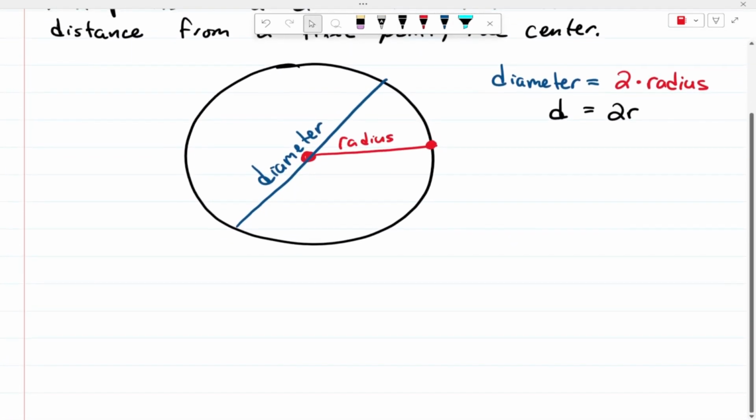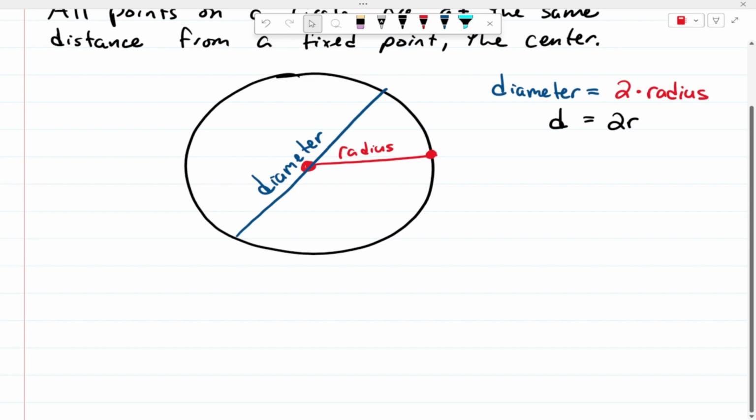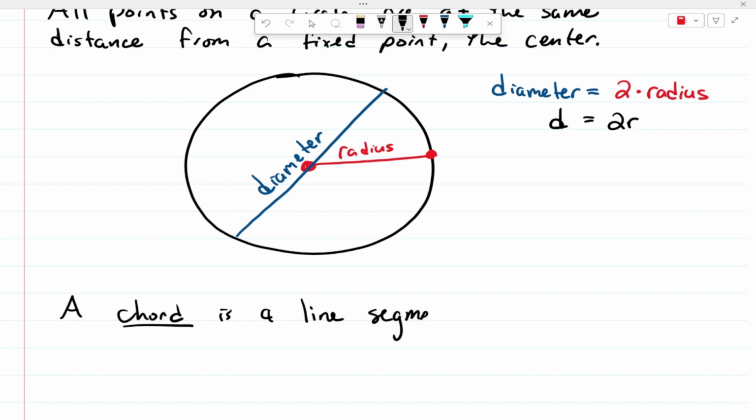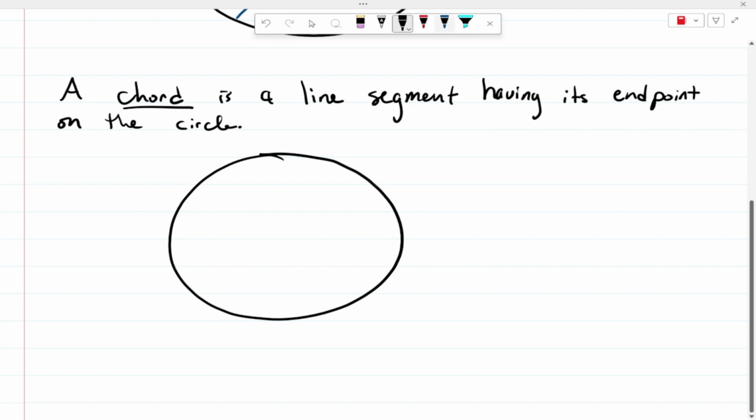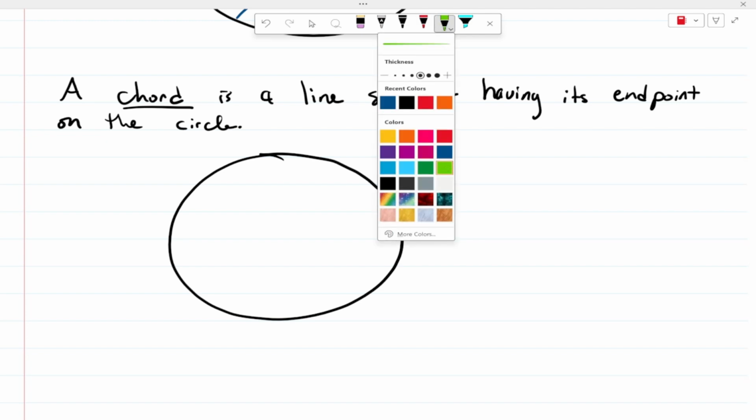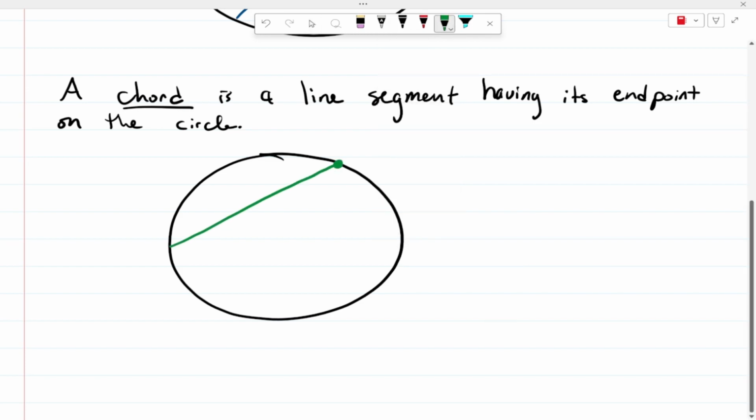Now, there are also certain types of lines that we associate with a circle. So for example, a chord is a line segment having its endpoints on the circle. So a picture of that would be something like this. So here's a circle. And this green line we would call a chord.